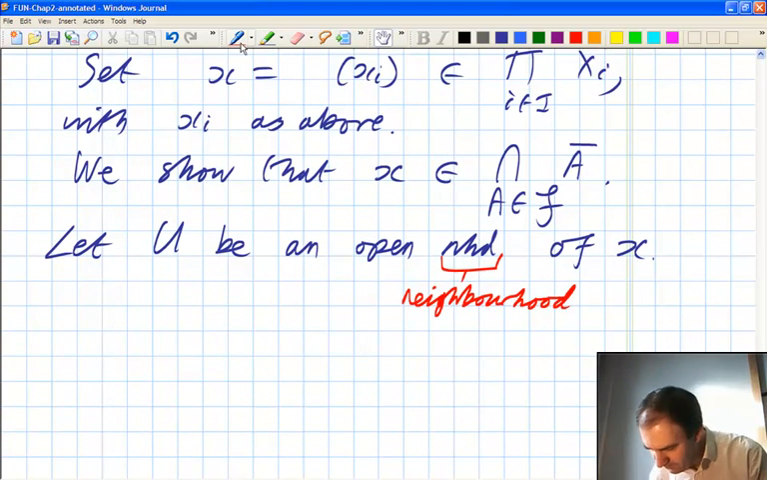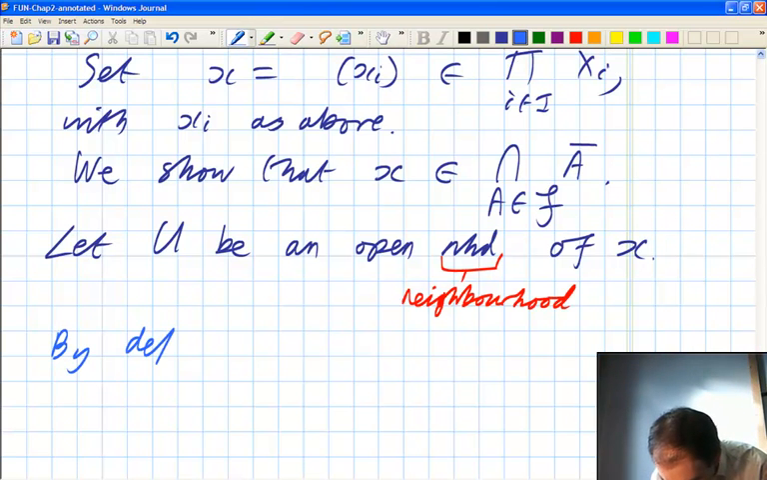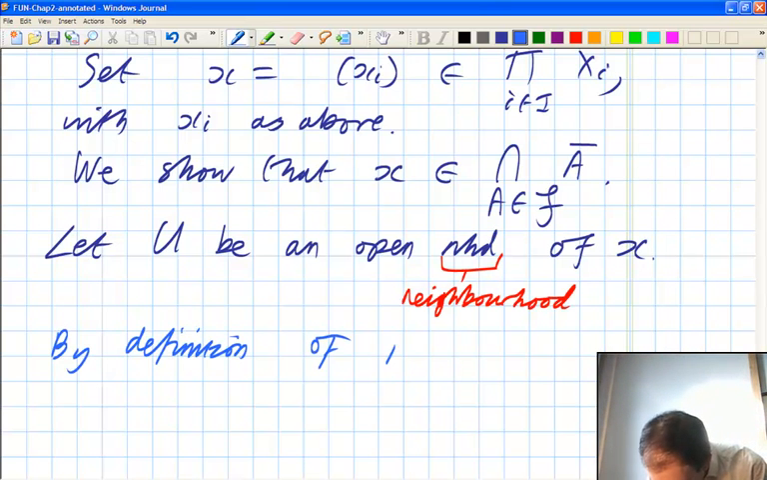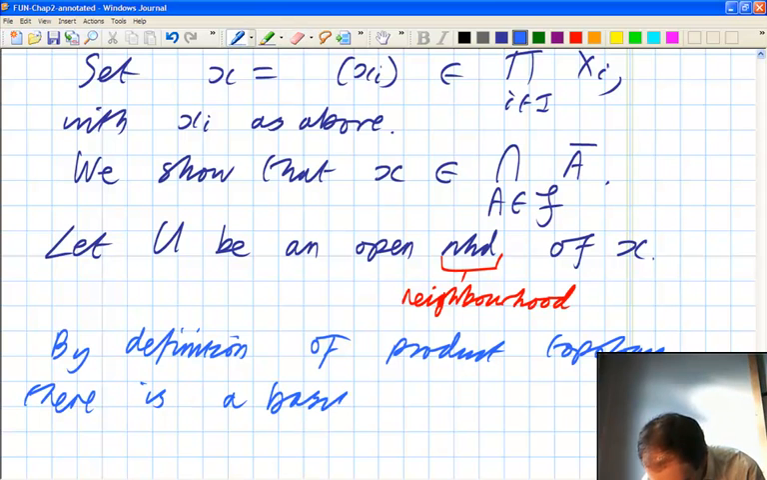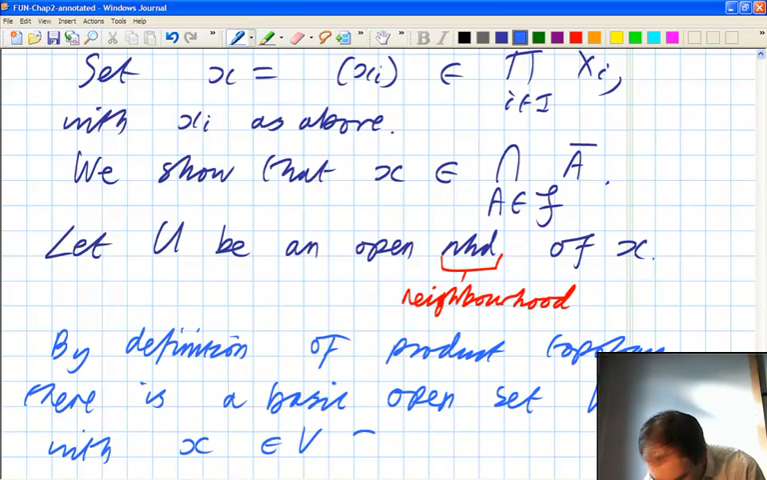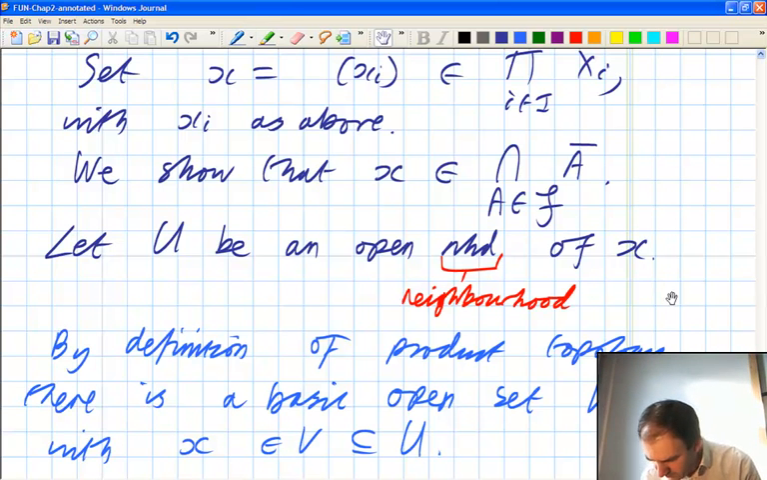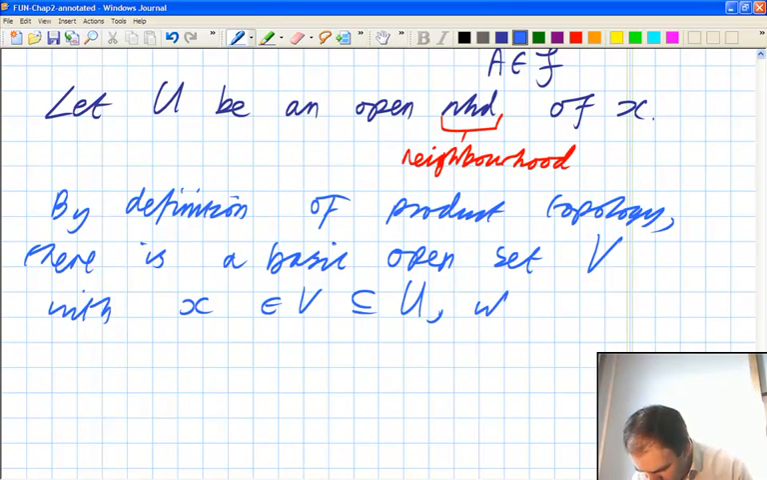Okay, so by the definition of the product topology, there's got to be a basic open set containing x and contained in U. So there is a basic open set V with x in V and V a subset of U, where it's a basic open set.